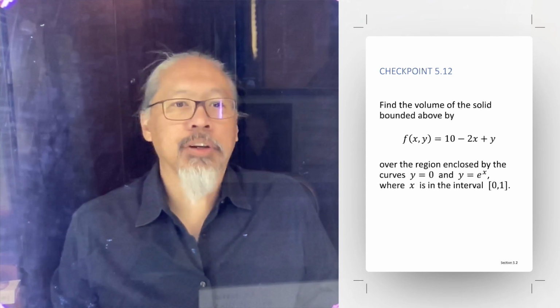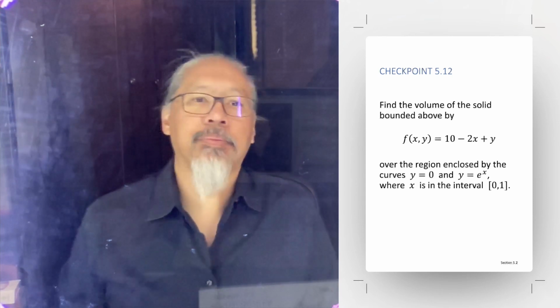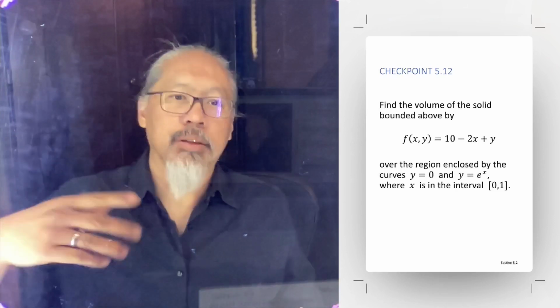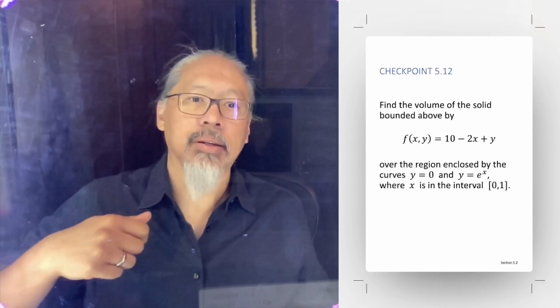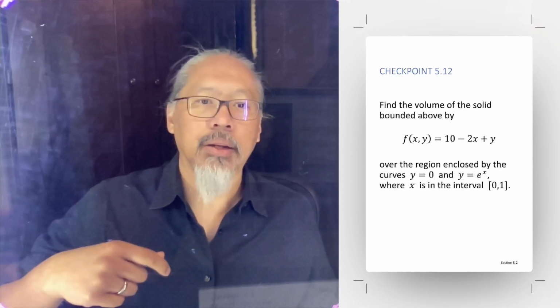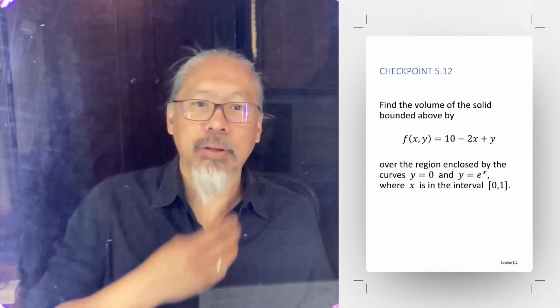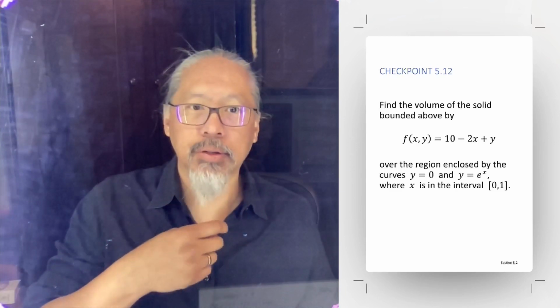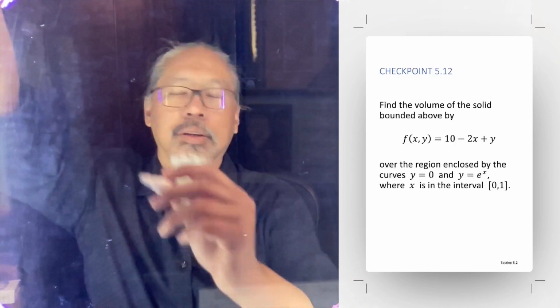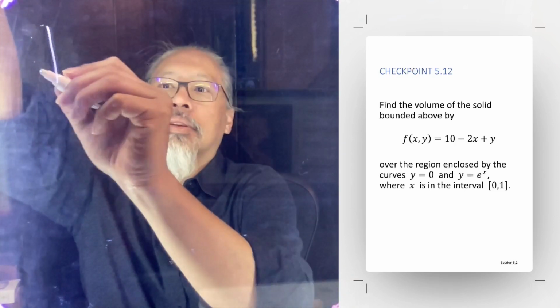Hello, let's do checkpoint 5.12. They want us to find the volume of the solid bounded above by this plane, 10 minus 2x plus y, and over a region enclosed by the curves y is equal to 0, y is equal to e to the x, and then x goes from 0 to 1.